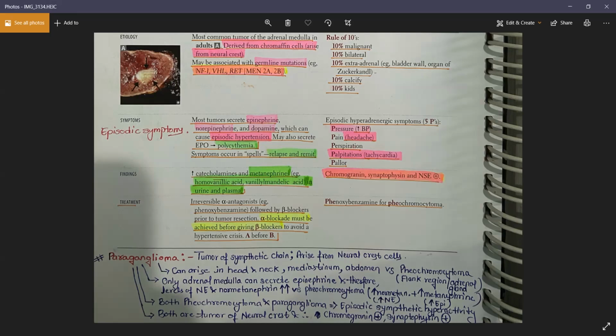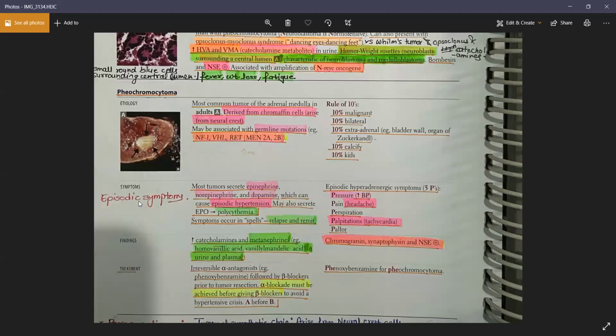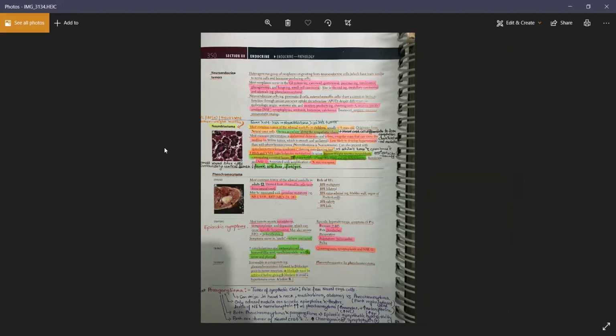Okay, both of the tumors are from the neuronal cells. They are all chromogranin and synaptophysin positive also. Okay, so do not forget to differentiate between the paraganglioma and the pheochromocytoma. Any doubt on this page so far?